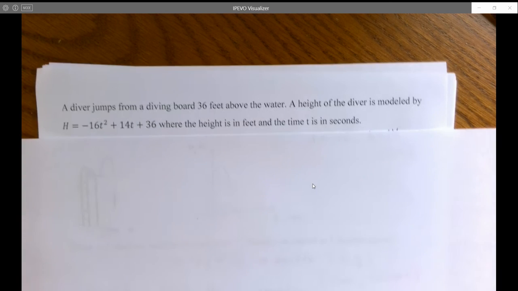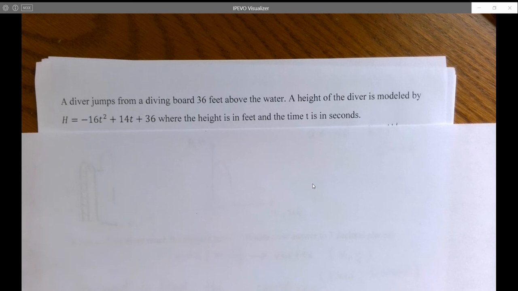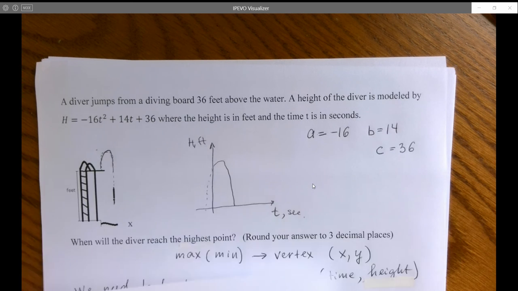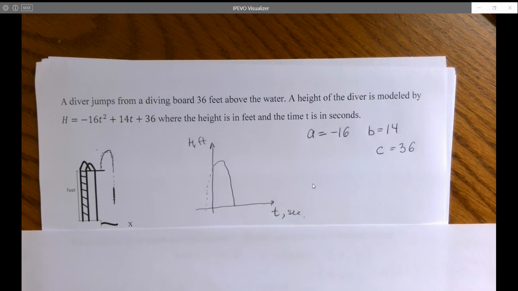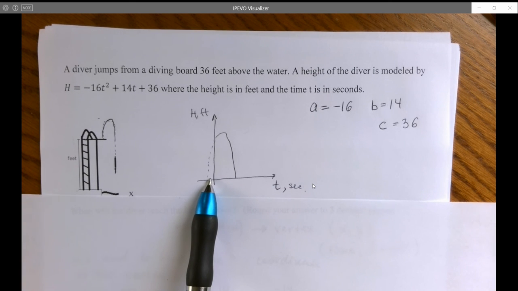So a diver jumps from a diving board 66 feet above the water. The height of the diver is modeled by the formula h equal to negative 16t squared plus 14t plus 36, where the height is in feet and the time is in seconds. This is a graph of the diving board, and I made my own graph in terms of algebra.